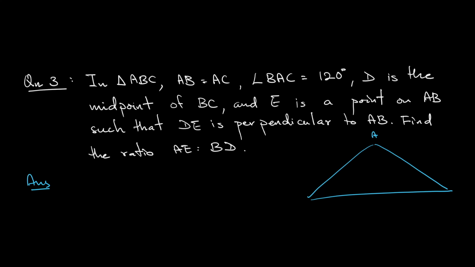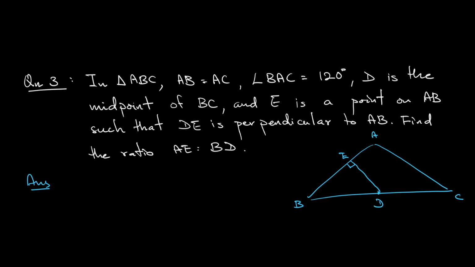Alright, so let's say this is A, B, and C. AB equal to AC. Angle BAC is equal to 120 degrees. D is the midpoint of BC. Because it's isosceles, you should already know what it means, right? D is midpoint of BC. And E is a point on AB such that DE is perpendicular to AB. So maybe something here. Okay, so this is point E, whereby this is perpendicular. So the question asks, what is the ratio of AE to BD?